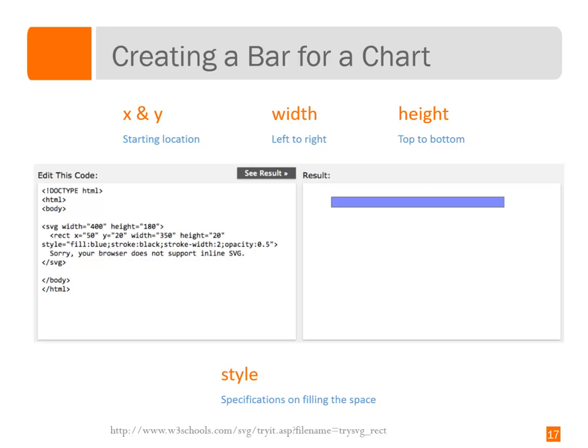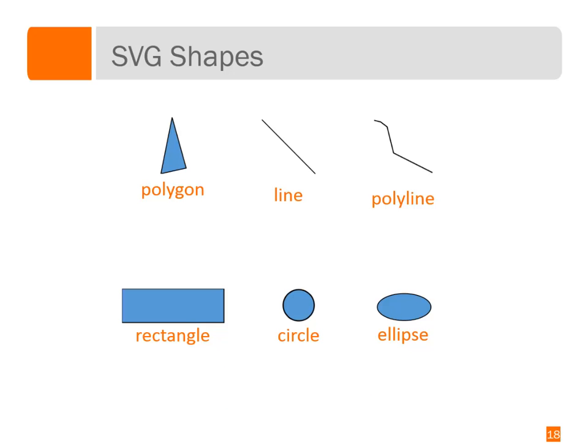But once we've added the style, that's where it fills in the blue, puts a black line around the outside, finds how wide the black line around the outside is going to be, and whether that particular color is full intensity or slightly opaque.